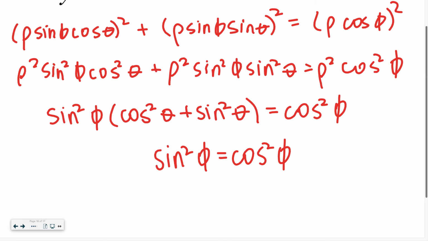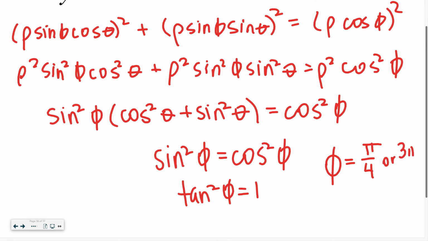Or, like you said, tangent squared equals 1. Well, where does this happen at? Pi over 4 or 3 pi over 4. We have a double cone.